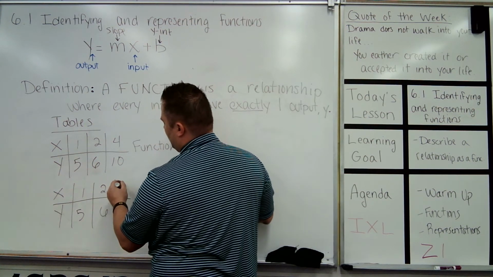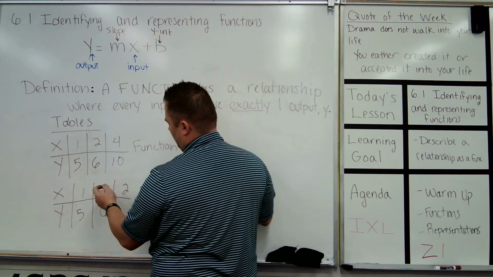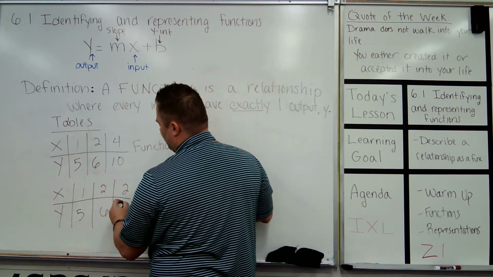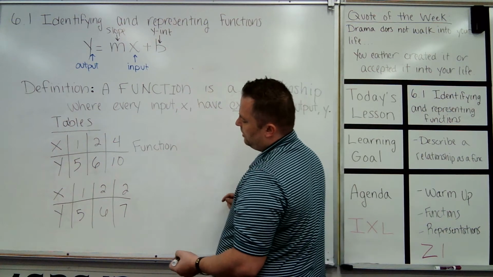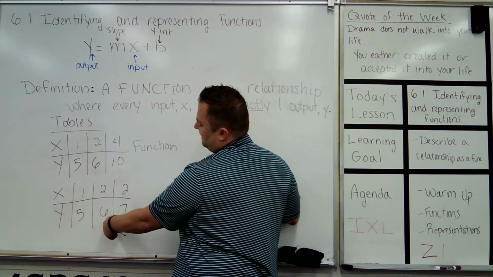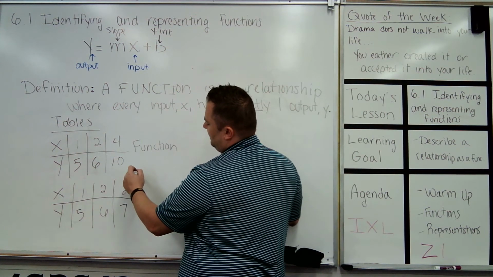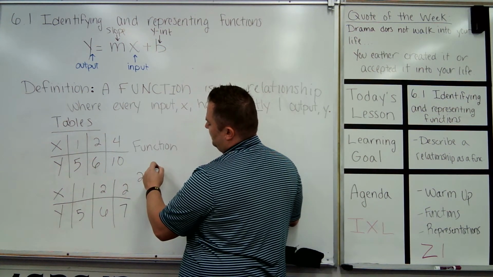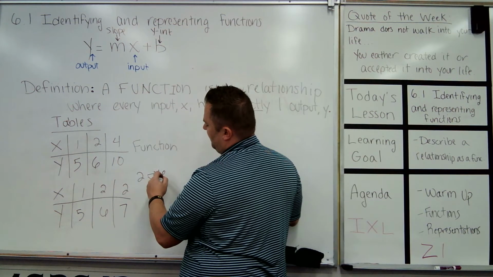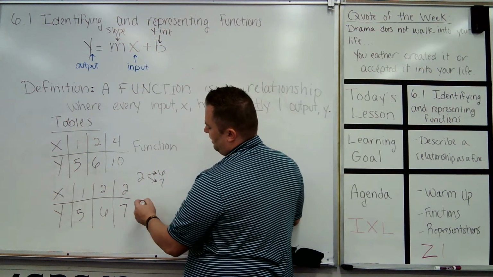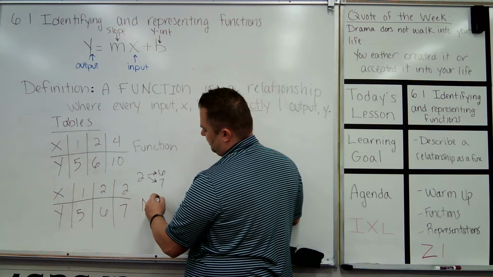But let's just say I put in the number 2 again, and then a 7 came out. You'll notice that when I put in the number 2, a 6 came out, and I put in the number 2, and a 7 came out. This is the same thing as saying 2 produces 6, and it produces 7. That's not okay. This is not a function.